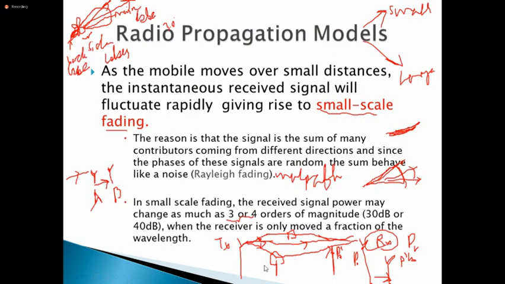Small scale fading, don't get confused. We have a transmitter over here. In small scale we talked about what happens to the received signal power when the receiver changes its position by a smaller distance. පොඩි distance එකක් receiver එක චලනය වුණාම received signal එකට මොකද වෙන්නේ කියන එක තමයි small scale fading වලින් කතා කරන්නේ.